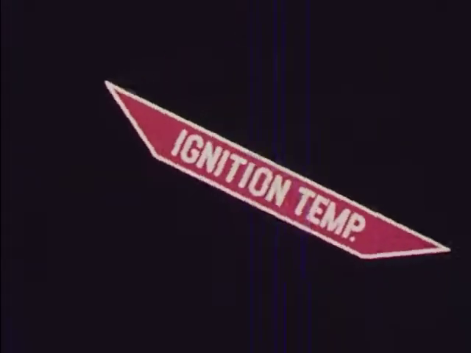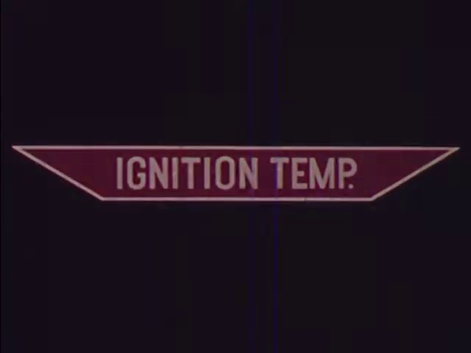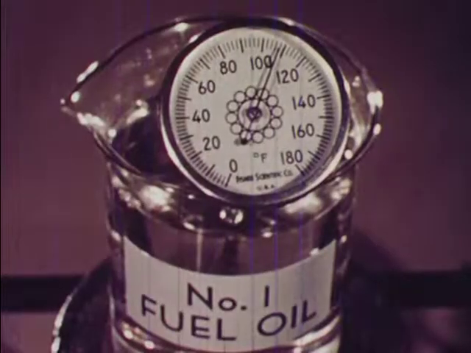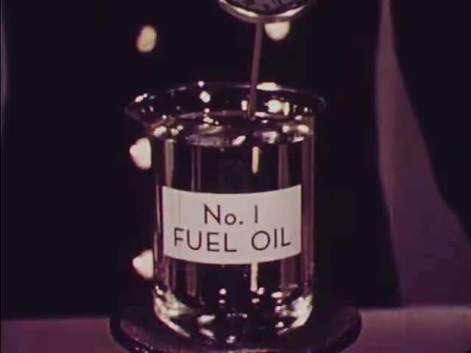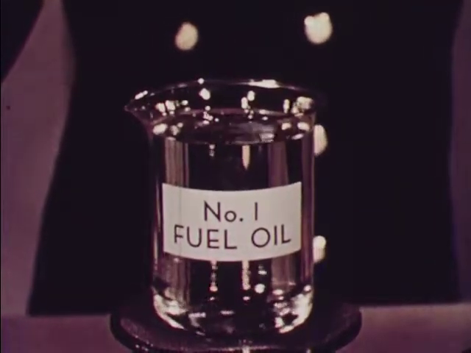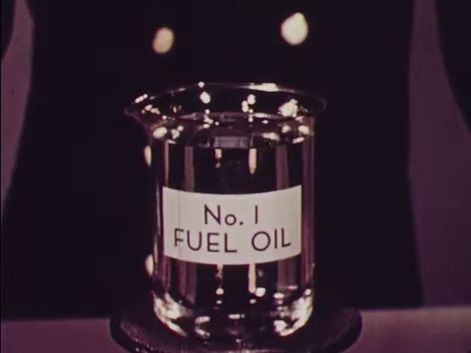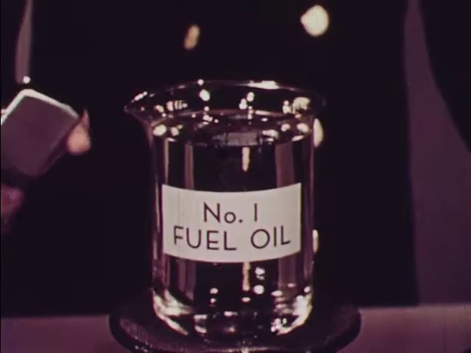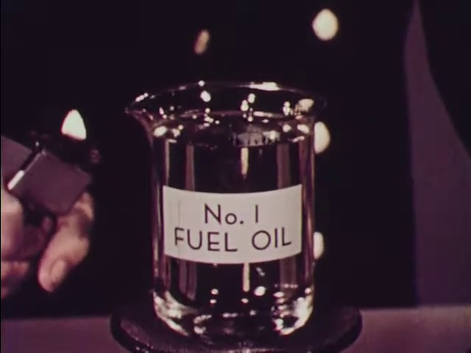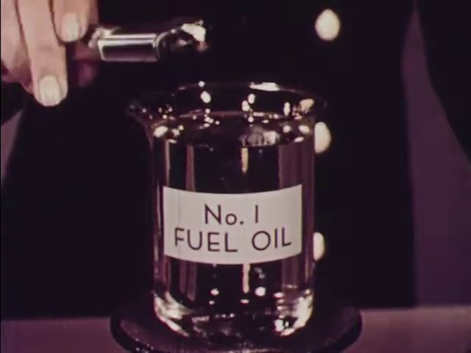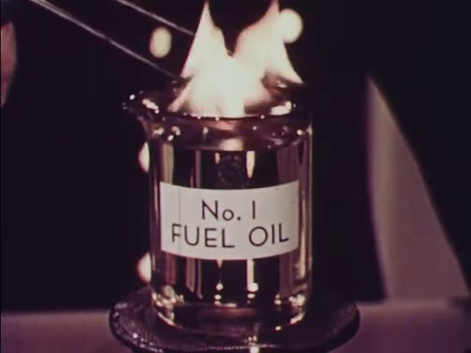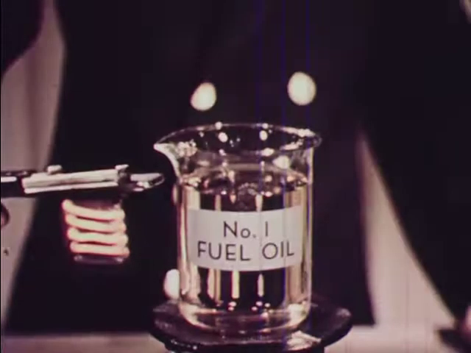Now the third element, ignition temperature. This number 1 fuel oil has been heated to its flash point, 106 degrees Fahrenheit. And as we know, this means combustible vapors are given off, which combine readily with oxygen. However, combustion will not occur until the ignition temperature of the vapor-oxygen mixture has been reached. Common sources of heat to produce ignition temperature are a flame, an electric spark, and this heating coil.